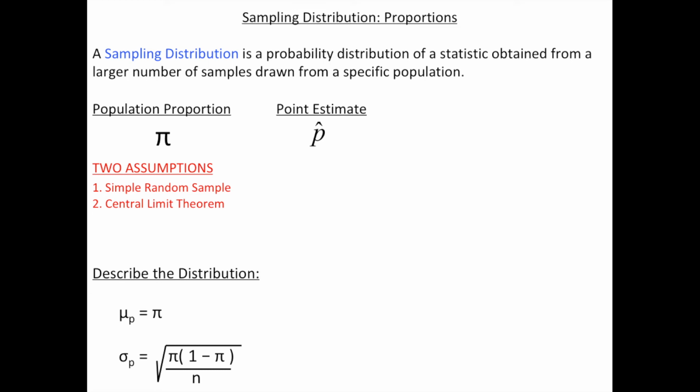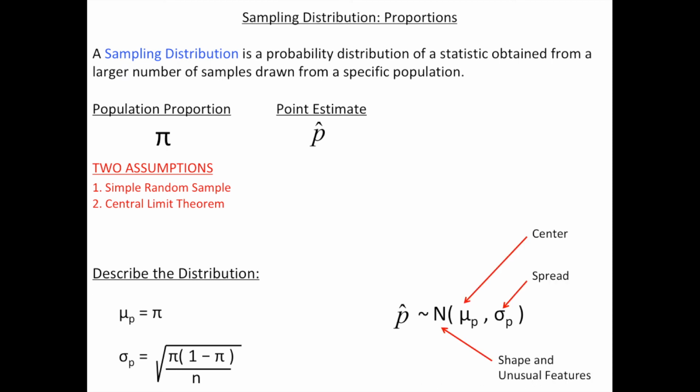If you use your population proportion and your sample size, once you calculate a mean and a standard deviation, we can describe our distribution using the following notation. We can state that p hat is distributed normally with a mean of mu sub p and a standard deviation of sigma sub p. Once we've written this notation, this fully describes our distribution. It gives us a center, spread, and because it's normally distributed, it describes the shape and unusual features. So this is how we describe a sampling distribution for a proportion.